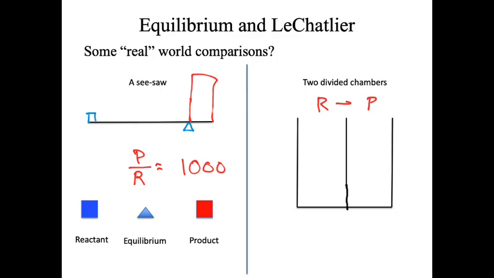When I start a reaction, what do I start with? Reactants. So I'm going to represent the amount of substance as a liquid. I'm going to pour liquid into the reactant chamber. How much reactants do I have? I'll accept that, all of it. They're all reactants. Would I ever expect product to form in this reaction? No. Why not? Because there's a wall. The liquid literally can't transfer across to the other side, right?